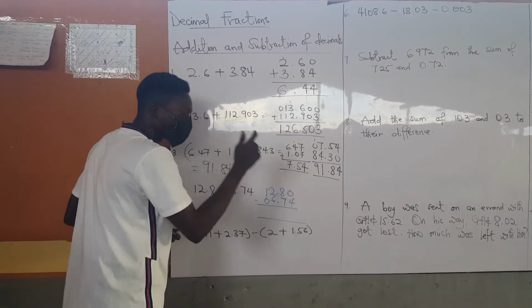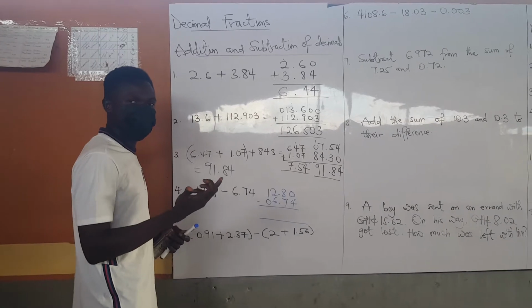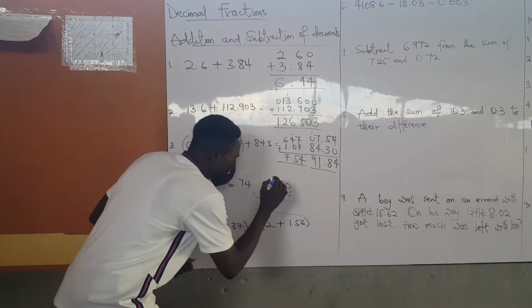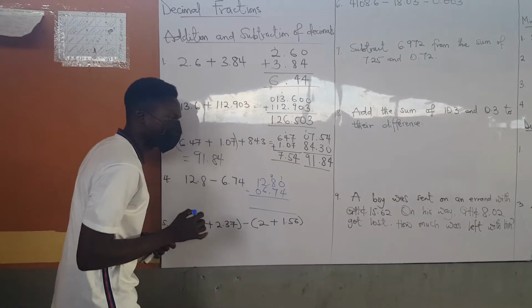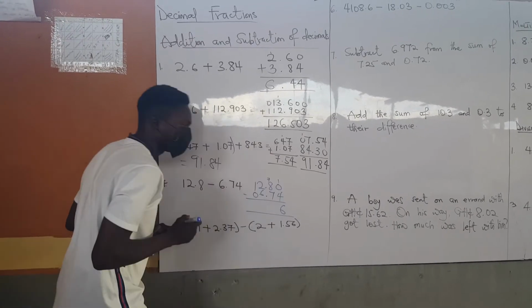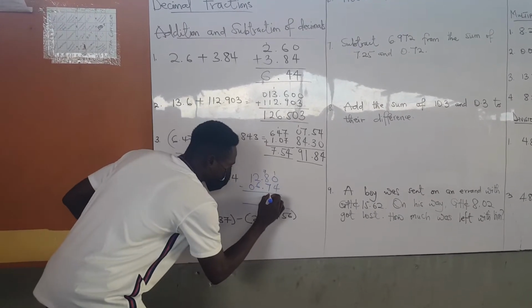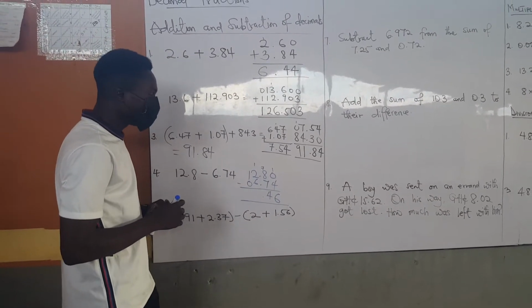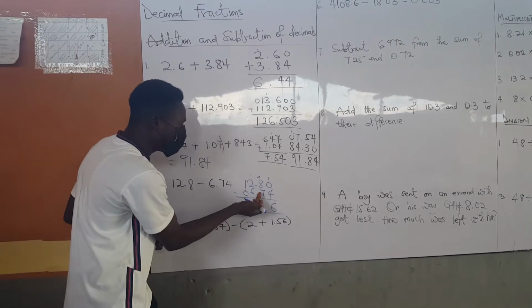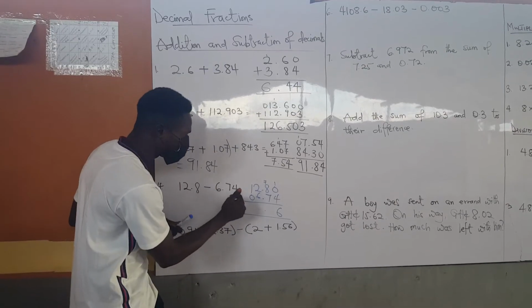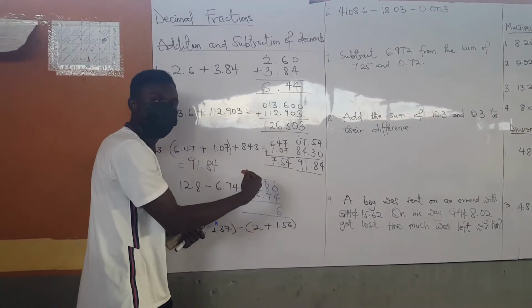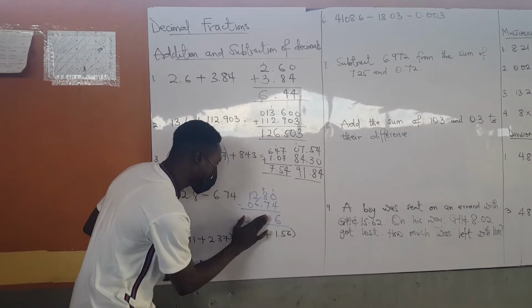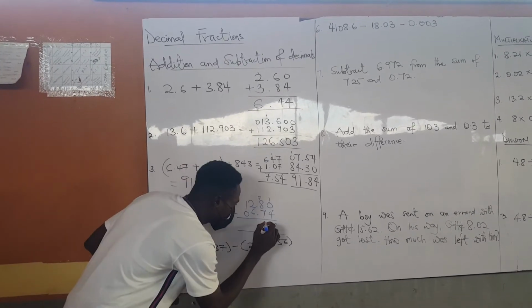Now, 0 minus 4 is not possible. So what do we do? We borrow. The normal addition and subtraction we know. So borrowing will give me 10. So 10 minus 4 will give me 6 here. Then 7 minus 7, we are subtracting. It was 8, but we borrowed 1 from the 8. It is now 7. So 7 minus 7 will give us 0.